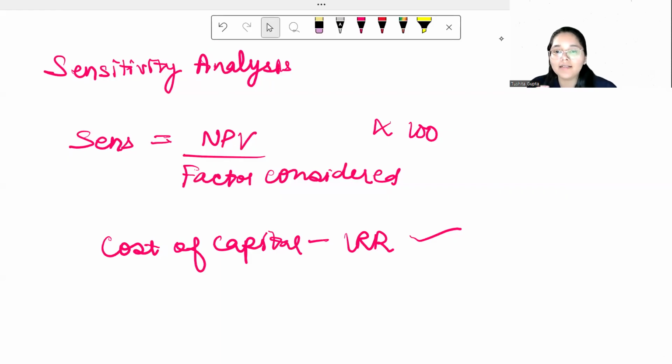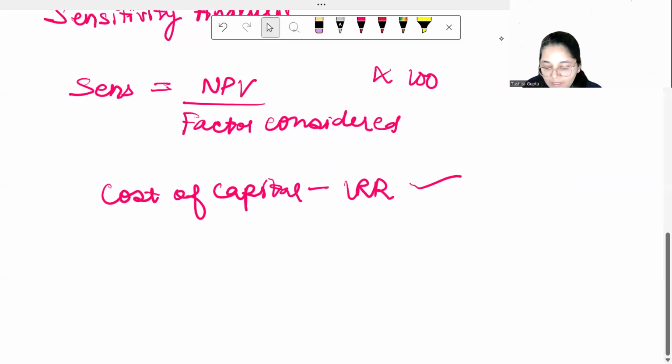So basically it tells you to what extent you can tolerate the cost of capital to be at what level before you ultimately start to make losses. So this is how, if you want to calculate the sensitivity of the cost of capital, you can simply calculate the IRR.